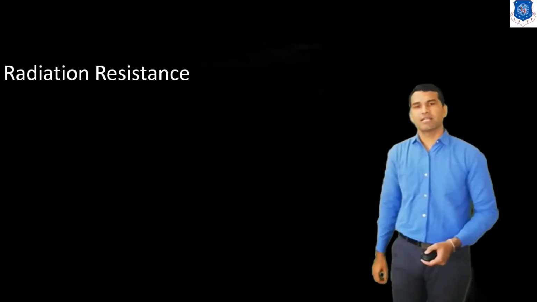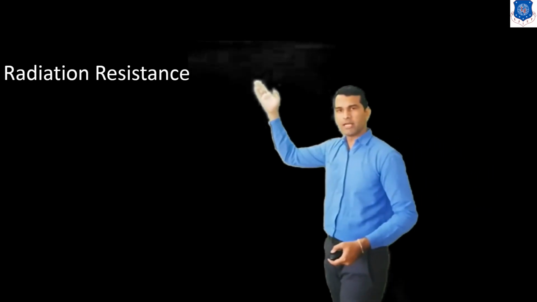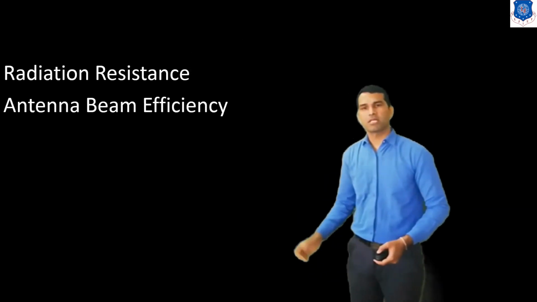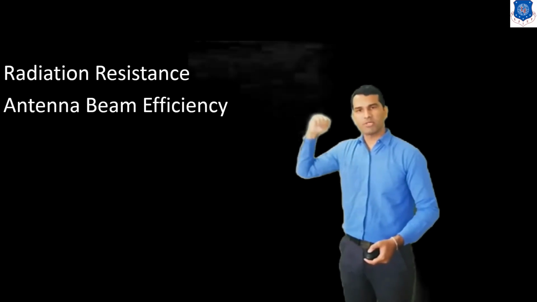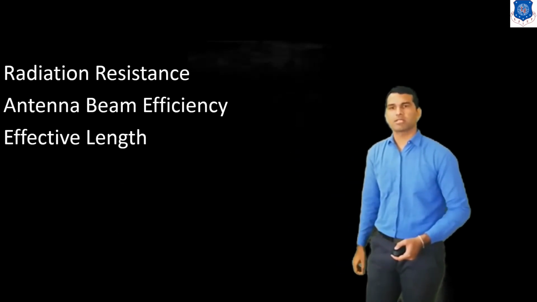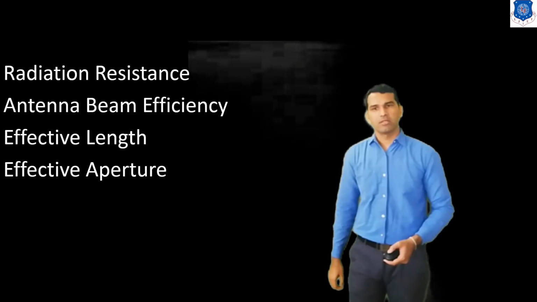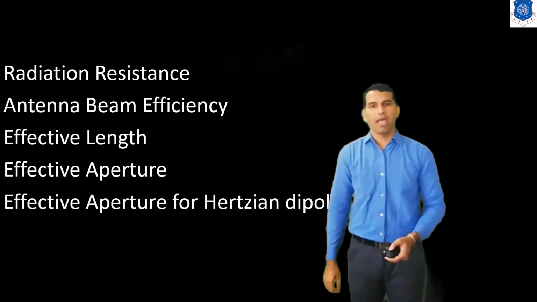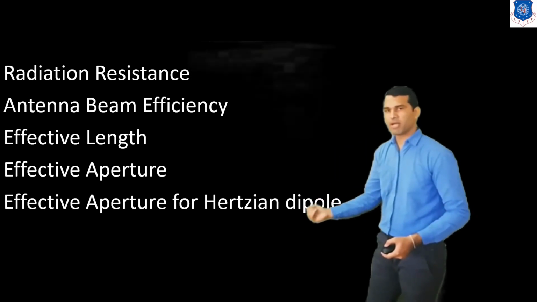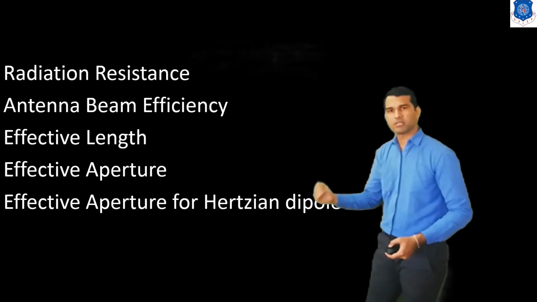So in this lecture, first we discussed the radiation resistance, then the antenna beam efficiency, next the effective length, then the effective aperture, and last the effective aperture for the Hertzian dipole.